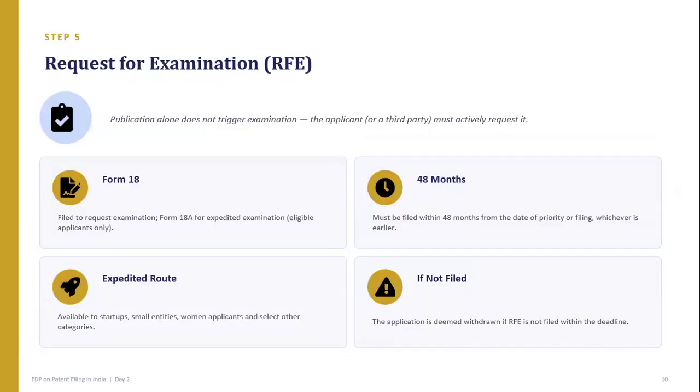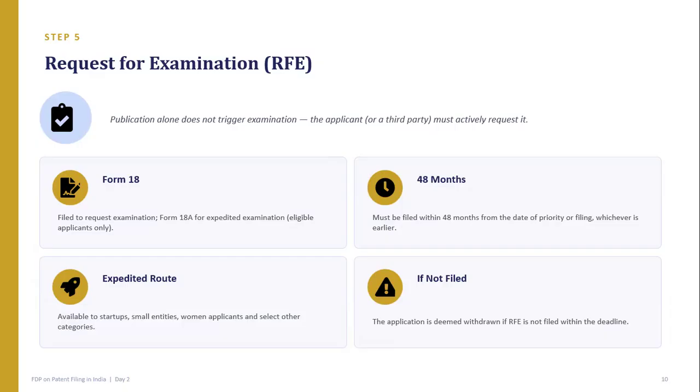Fifth step is request for examination. Now we come to a very important stage, the request for examination under the patent filing process. Publication alone does not automatically trigger examination. The applicant or an eligible third party, as applicable, must actively request examination.